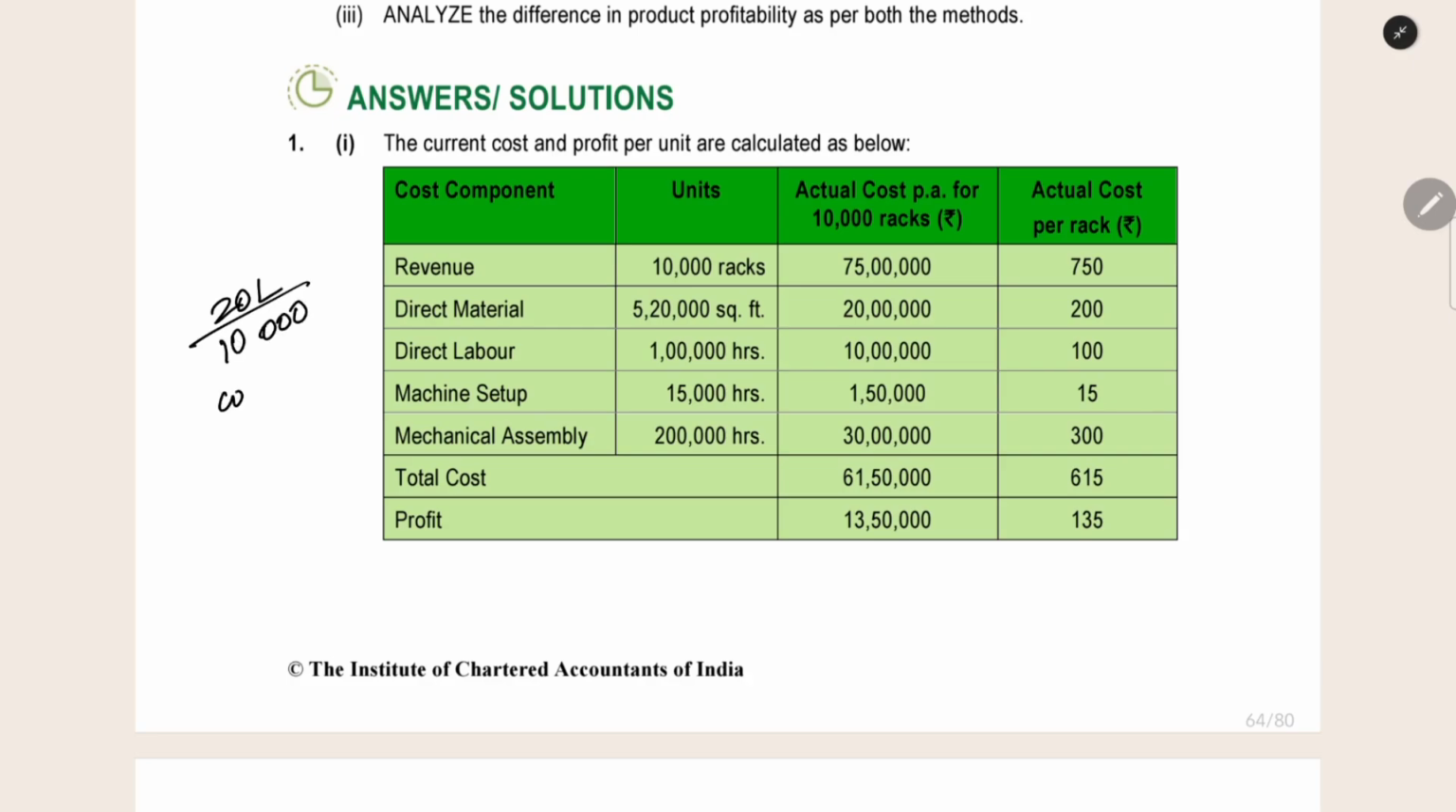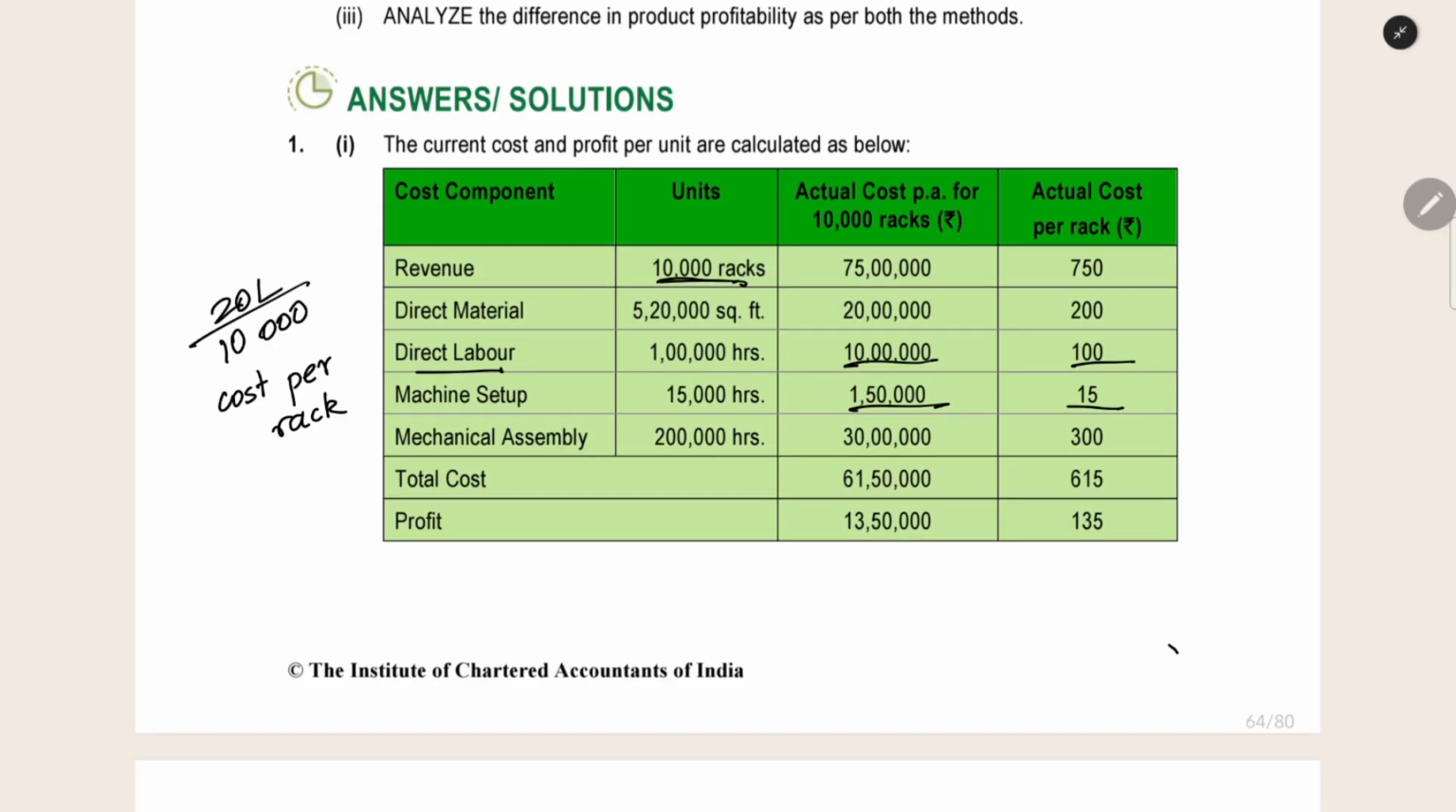So we have to find out the cost per rack. That is what we are doing here. The total cost of 10 lakh divided by 10,000, we get 100 rupees per rack for direct labor. For machine setup, total cost 1,50,000 divided by 10,000 racks, we get 15. For mechanical assembly, the total cost is 30 lakh rupees. We are dividing it by 10,000 racks, and we are getting 300 rupees per rack. When we total this cost, it comes to 615 rupees per rack.